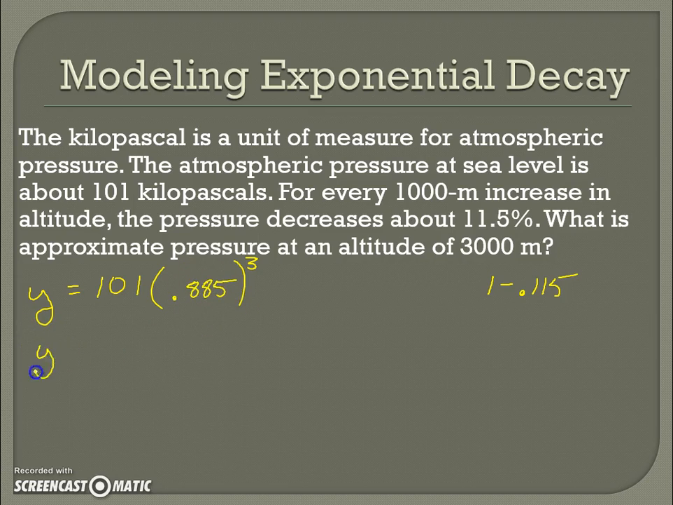So let's go ahead and multiply that out. You could use a calculator. You end up getting roughly 70. Okay, so the approximate pressure is about 70 kilopascals. And again, it's just substituting in for that formula.